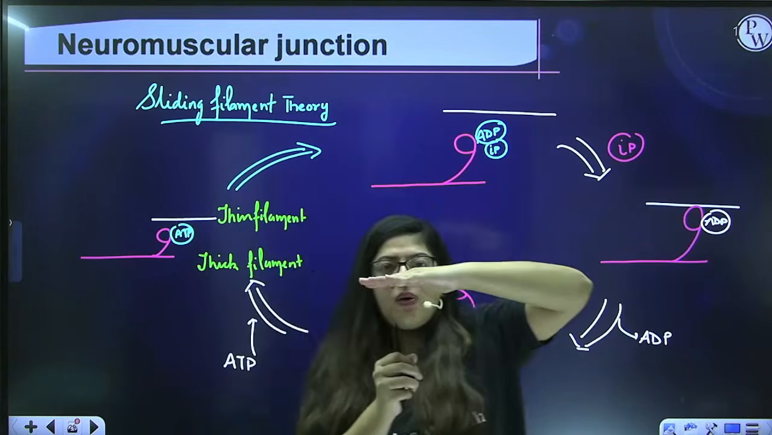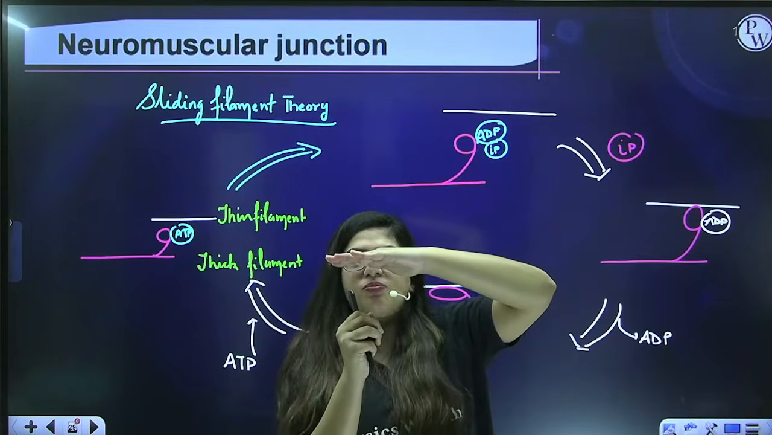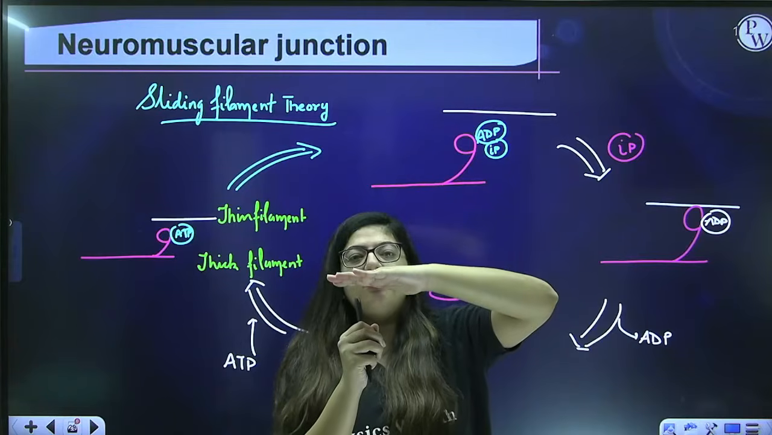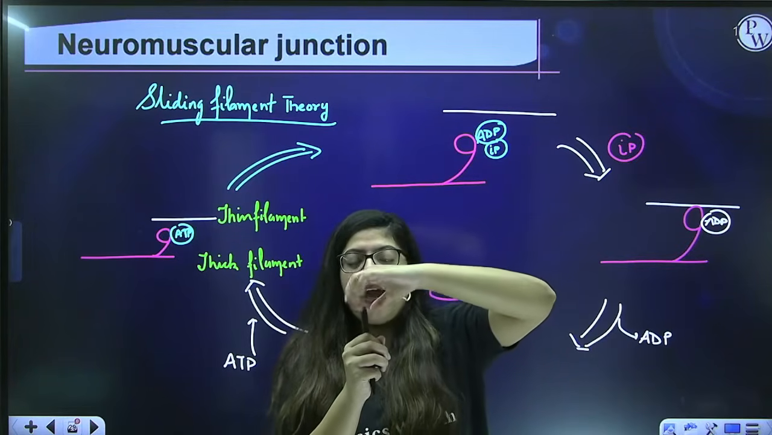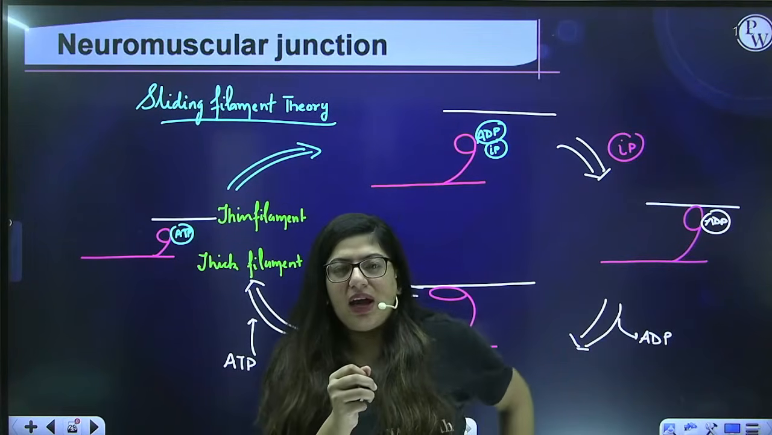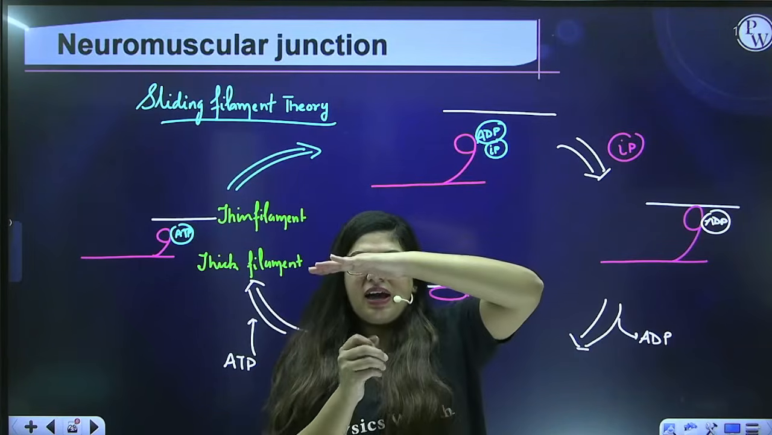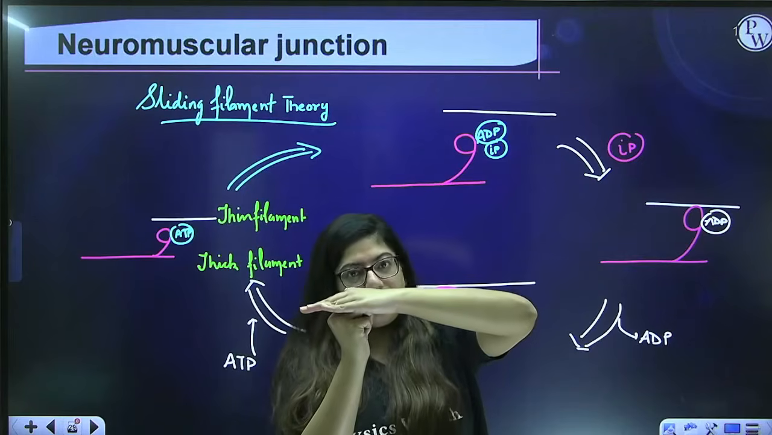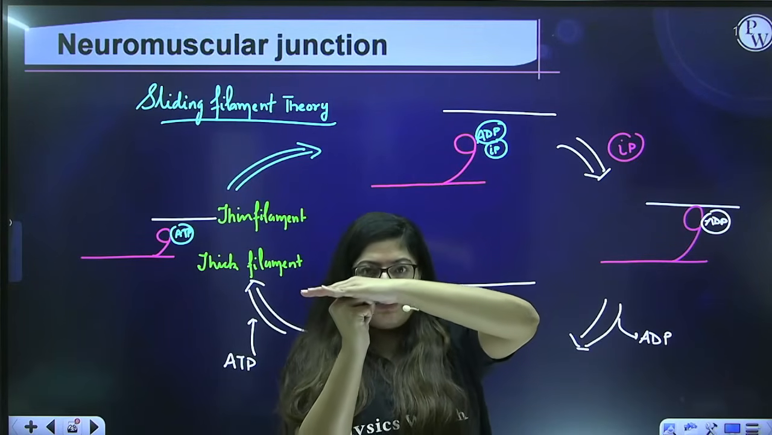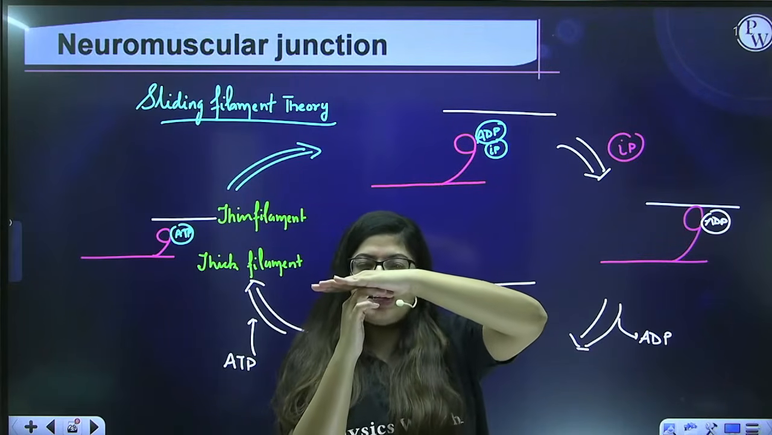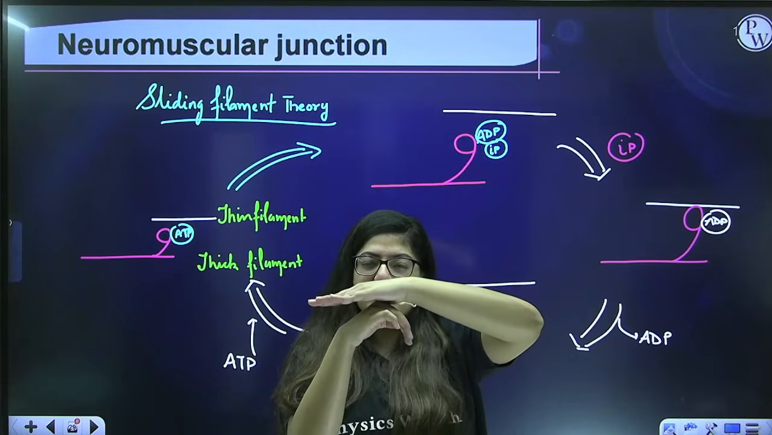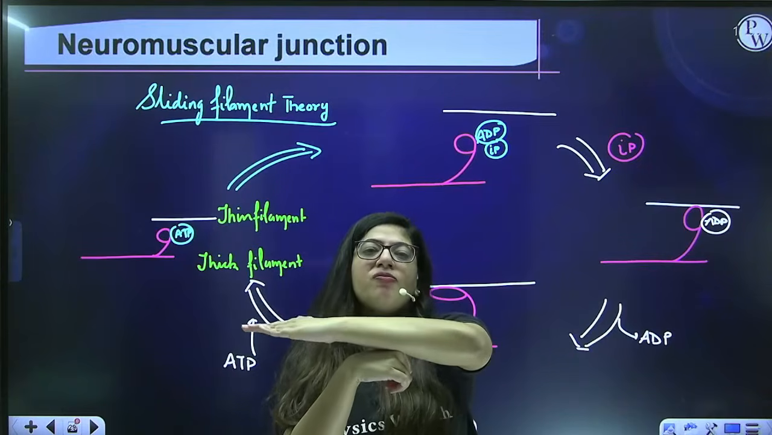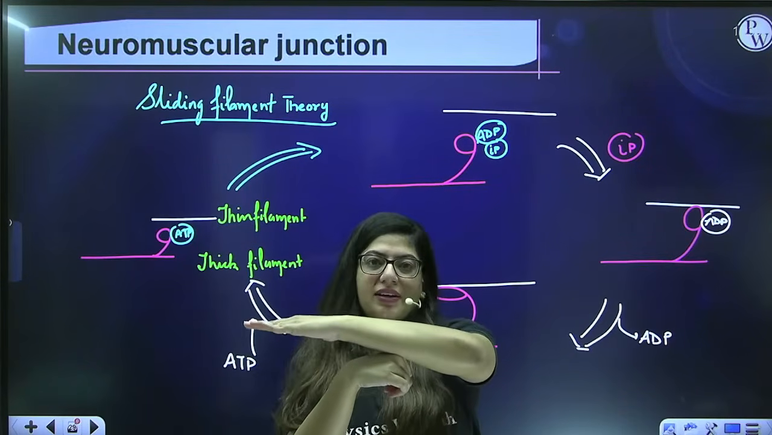Okay, now if the myosin head has to bind to the thin filament, it has to break into ADP and IP. And when IP is released, and ADP is already attached, the head will get the energy and it will bind to this one. Now imagine ADP is released, this head will move in this direction, leading to the movement of thin filaments towards inside, like that.